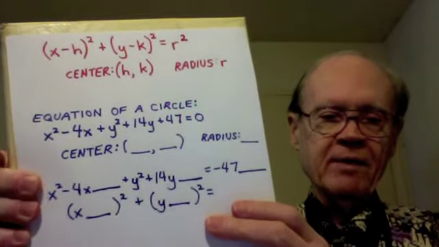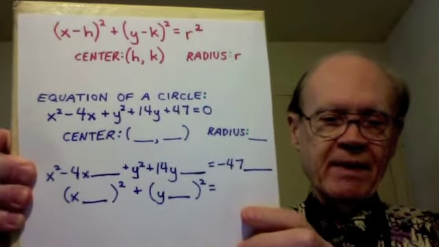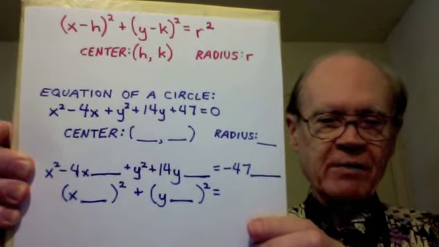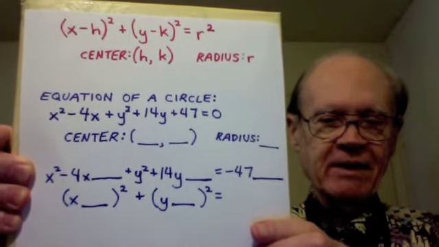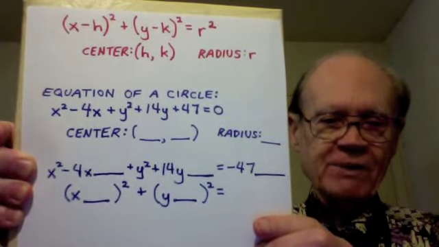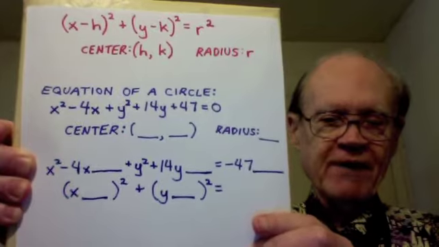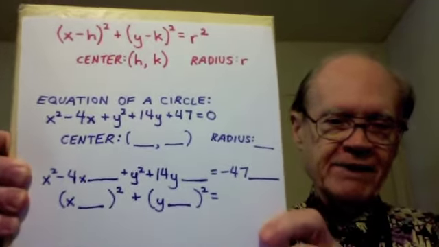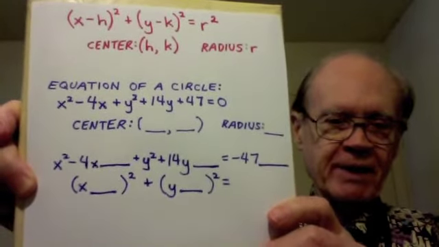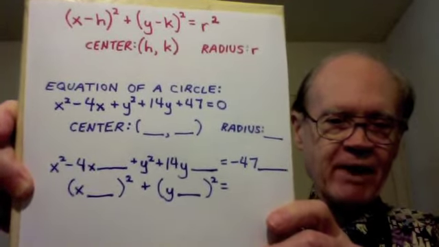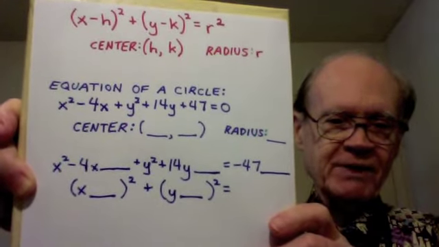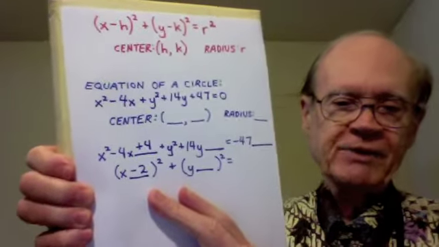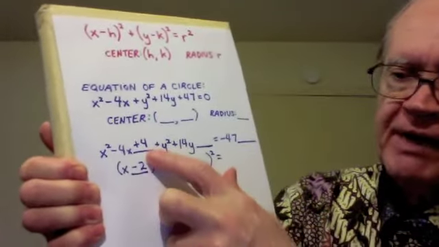Here's how it's done. We set up the equation this way: x squared minus 4x blank plus y squared plus 14y blank, and we subtract 47 from both sides, so equals negative 47. We have a blank here also at the end. On the next line, we prepare it. It's going to be in parentheses x blank squared plus in parentheses y blank squared equals. The process of completing the square is to fill in the lower blank first and then the upper blank.